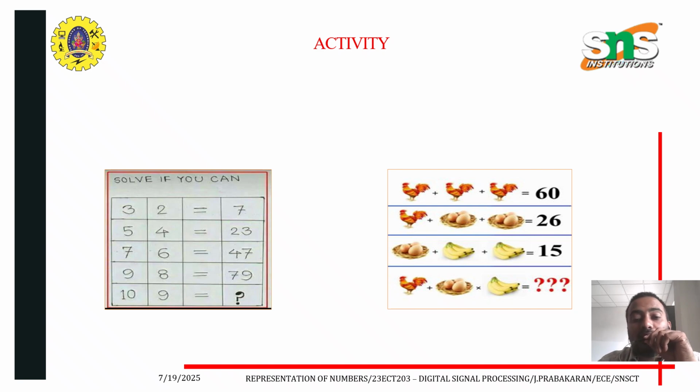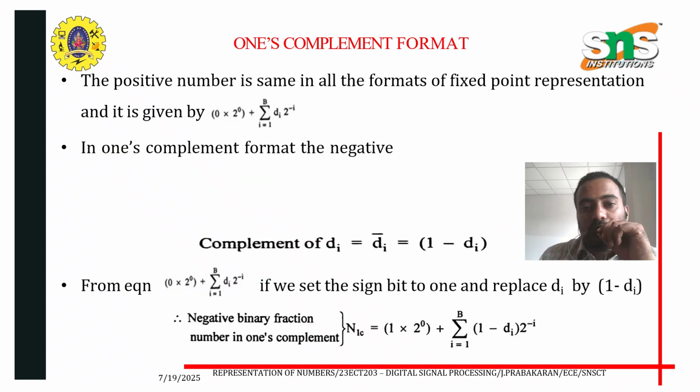And next one, likewise, you can see here, 3 hen which is equal to 60, and 1 hen plus 2 plate of egg equal to 26, and one plate of egg and two group of banana which is equal to 15. What is the value of one hen, one plate of egg and one group of banana? Give me the correct answer in the comment. Let me see. Okay, continue the lecture.